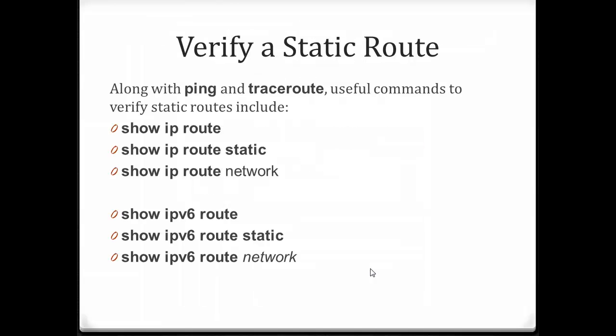If you're having problems with your static routes, there are a few commands we can use to troubleshoot and verify. We can use show ip route, show ip route static, or show ip route with the specific network that we're looking for. The same is true for IPv6. We just change IP to IPv6. So show ipv6 route, show ipv6 route static, and show ipv6 route with the network that we're looking for.